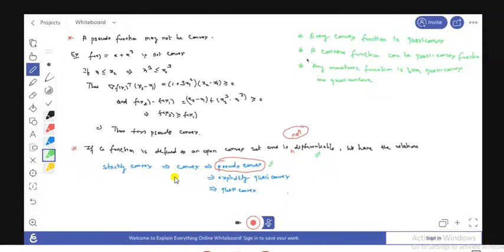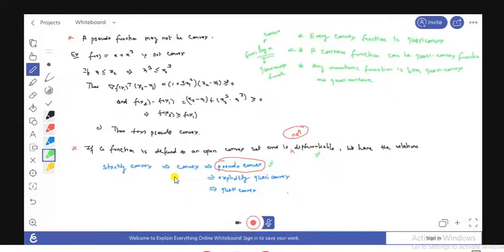So these are some results, and here you take an example. Any concave function, for instance if you take the function f(x) equal to log x. This function is concave, and it is also a quasi-convex function. Here we give some examples.